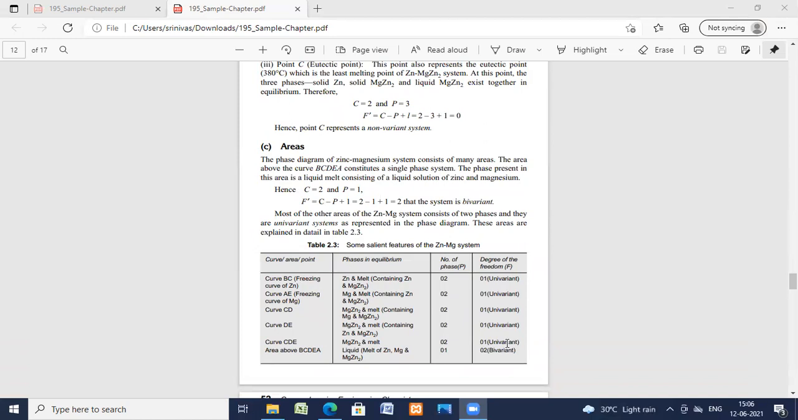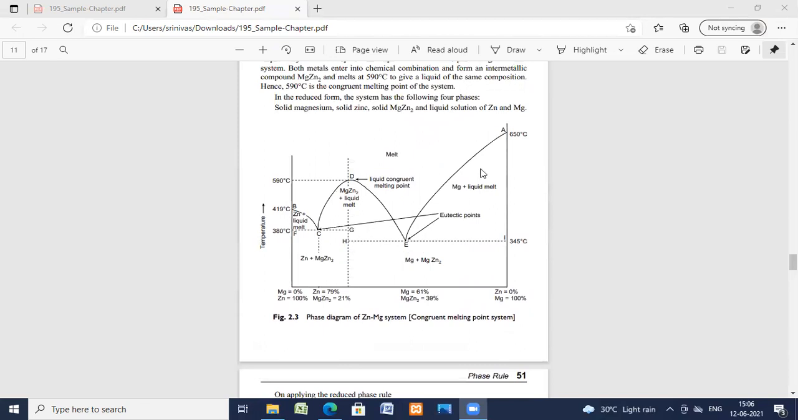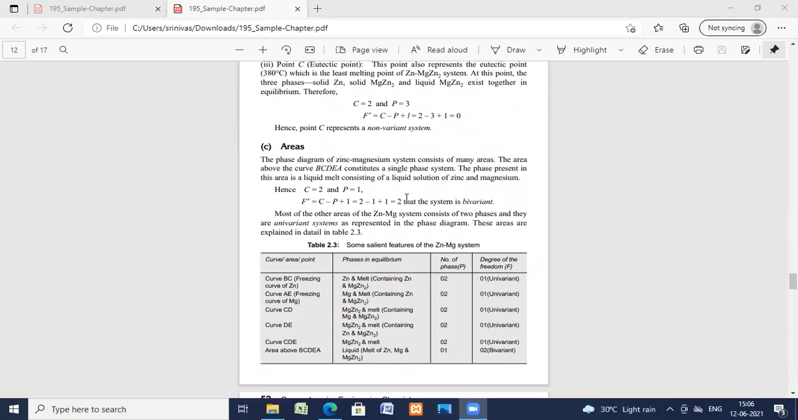We get univariant system. Okay, and for the total curve that is liquid melt, I've told you we are getting bivariant system. B, C, D, E, A. Complete melt, everything is in the molten state.